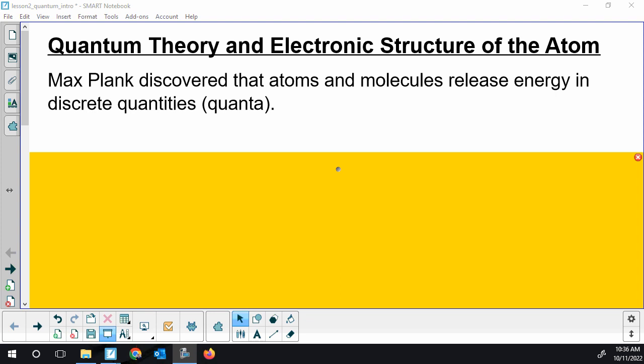So this is our introduction. We're heading towards quantum theory in several lessons ahead. We want to start understanding the structure of the atom, and we're going to have to look at waves to understand the structure of the atom.